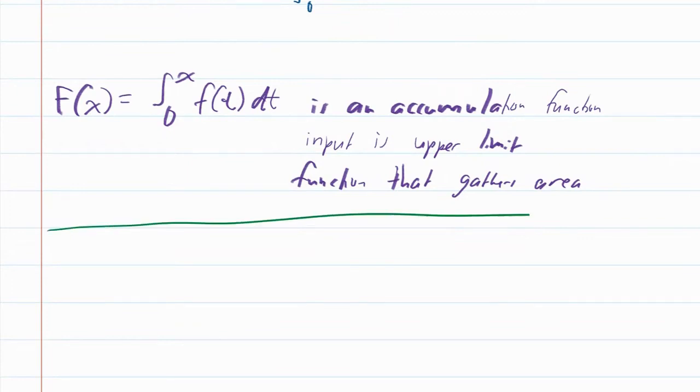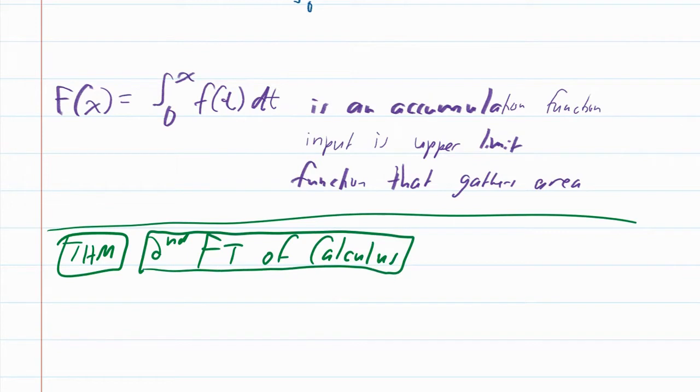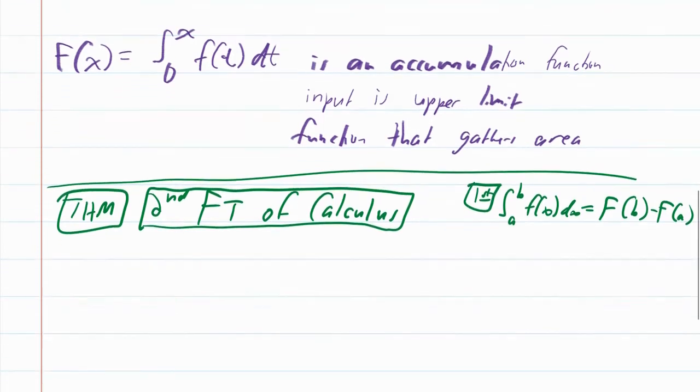So the point of this is that the theorem, which is called the second fundamental theorem of calculus. So the first fundamental theorem that we did before defines that the integral from a to b of f of x dx is equal to the antiderivative evaluated at b minus the antiderivative evaluated at a. That's the first one. The second fundamental theorem of calculus is even more fundamental in a way.